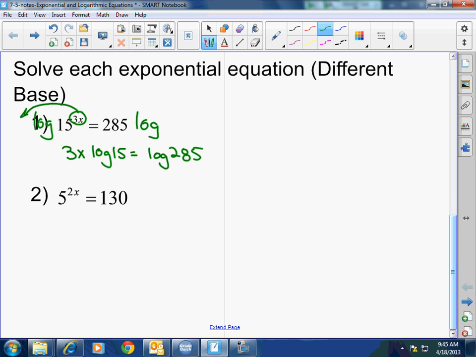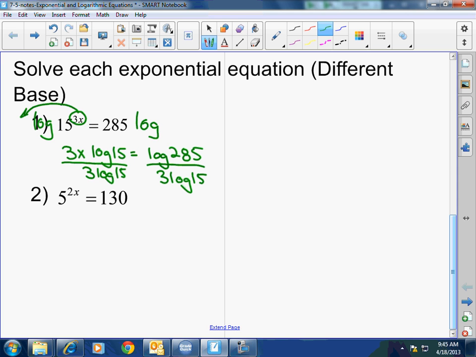Don't think this over too hard. What would I do, in your opinion, to solve for x? What is the relationship between 3x and the log of 15? They're being multiplied, right? So yes, you would divide by 3 log of 15. That's exactly what you can do.